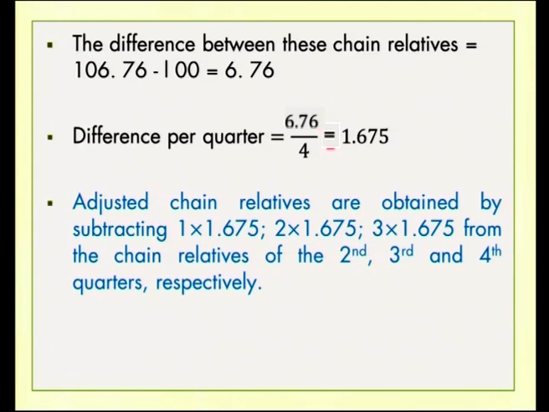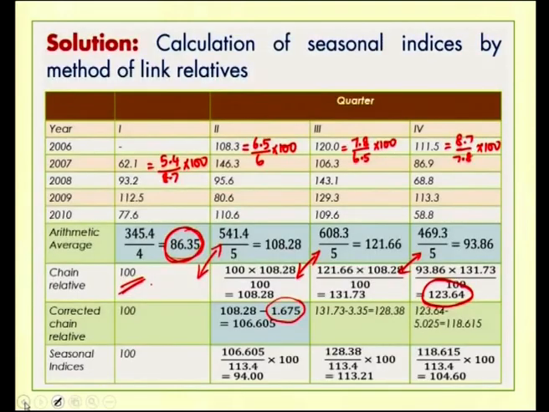Now, these adjusted chain relatives are obtained by subtracting. For the second quarter it is 1 into 1.675, because the first quarter is always 100. So, we have to adjust only from the second quarter. For the second quarter it is adjusted by subtracting 1 into 1.675, for the third quarter with 2 into 1.675, and for the fourth quarter 3 into 1.675, from the chain relatives of the second, third and fourth quarters respectively. See, 108.28 is the value which is calculated minus the correction factor 1.675.